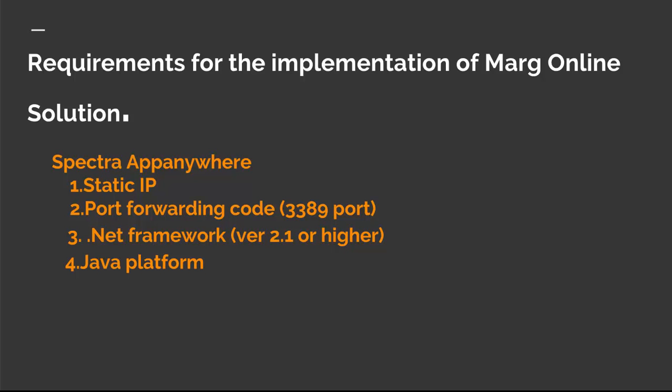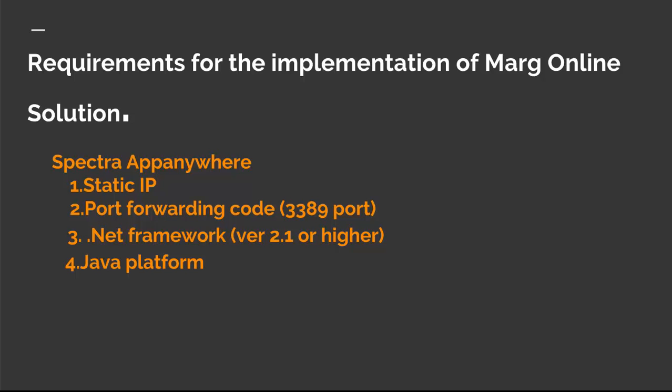So these are the requirements for implementing the online solution. You just need to install the Spectra App Anywhere application. For Spectra App Anywhere, a static IP is required. Port forwarding on port 3389 is a must. .NET Framework and Java platform are required. So these are the four requirements for Spectra App Anywhere.